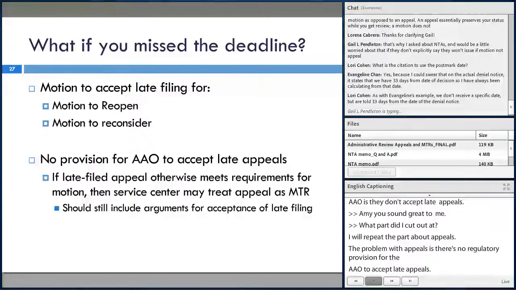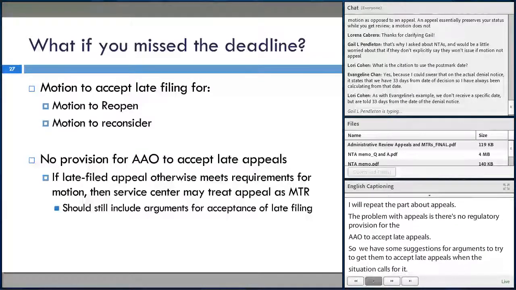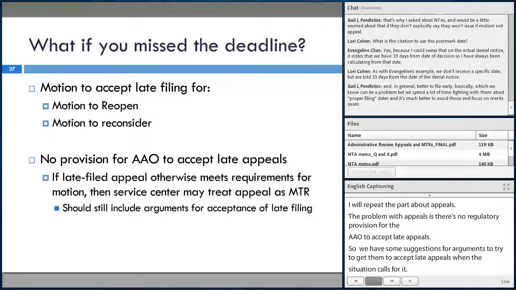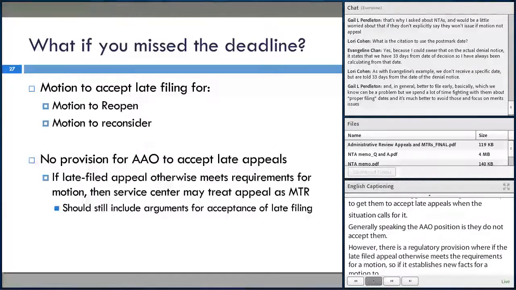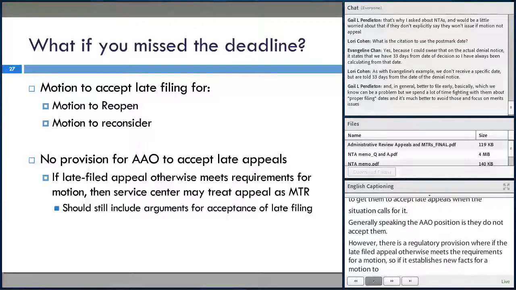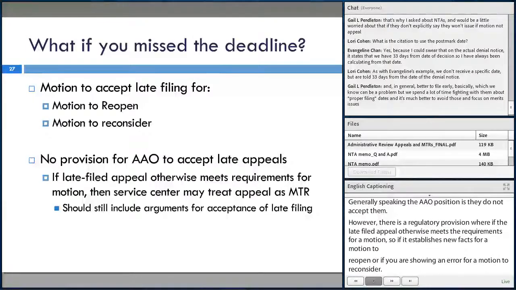However, there is a regulatory provision where if the late filed appeal otherwise meets the requirements for a motion, so if it establishes new facts for a motion to reopen, or if you're showing an error for a motion to reconsider, if you're making those same arguments in your appeal, then the Service Center can treat a late filed appeal as a motion to reopen or reconsider. But you should still include the arguments for the acceptance of the late filing.